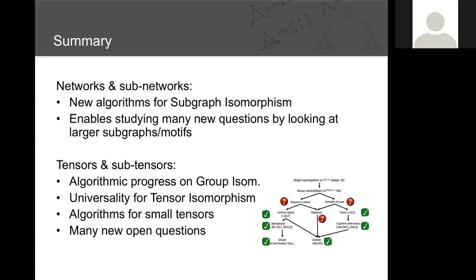Yeah, Hamza. Hey, can you hear me? Yeah, perfect. So to elaborate on what Orion just asked, could you shed some light on the relation between tensor isomorphism and nilpotent group isomorphism? And if there is a relation between them, what are the direct applications that we could see in the future?